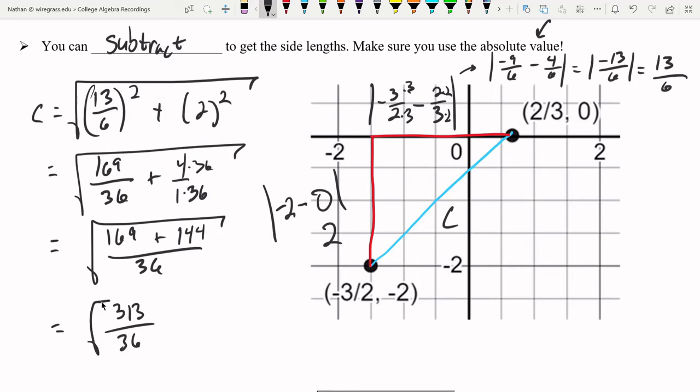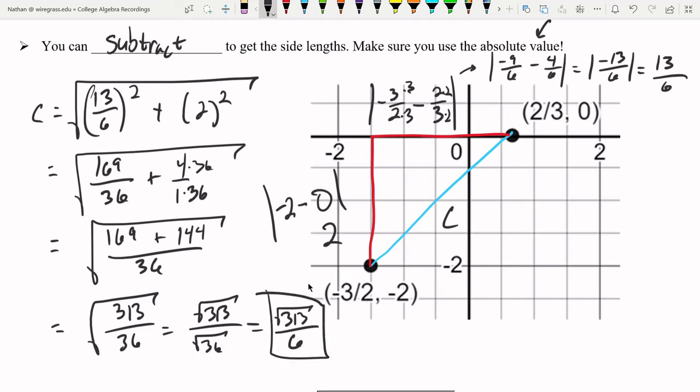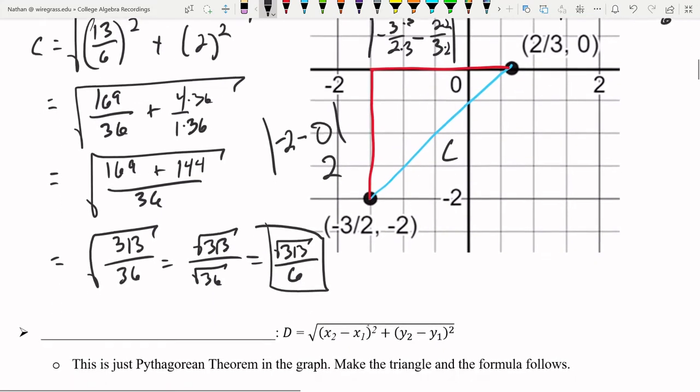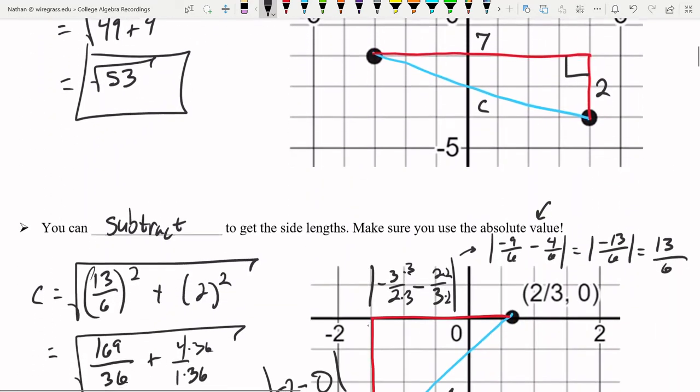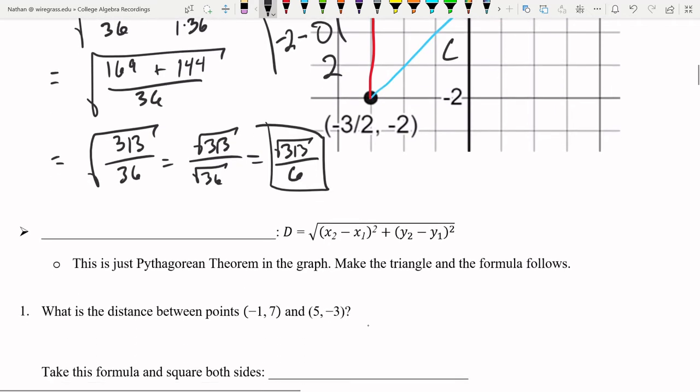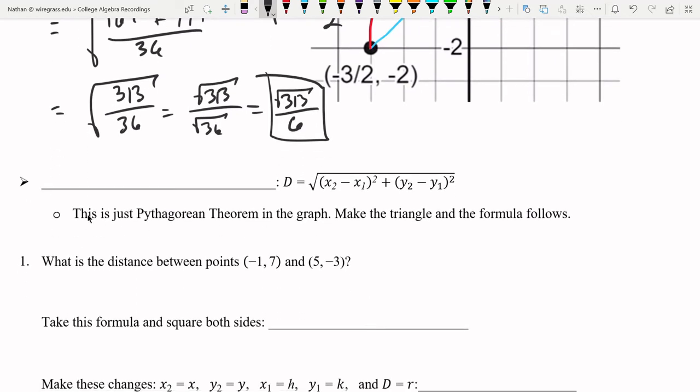over 36. And here we can distribute the radical on top and bottom, because the 36 reduces down to just 6. The square root of 313, well, 313 is prime, so the square root of 313 cannot be reduced at all. And so that is our final answer. That's the exact answer. Once again, you can just use a calculator to get an approximation. So this process I've been doing here using the Pythagorean theorem to calculate a distance is pretty basic, but there's a general formula called the distance formula.